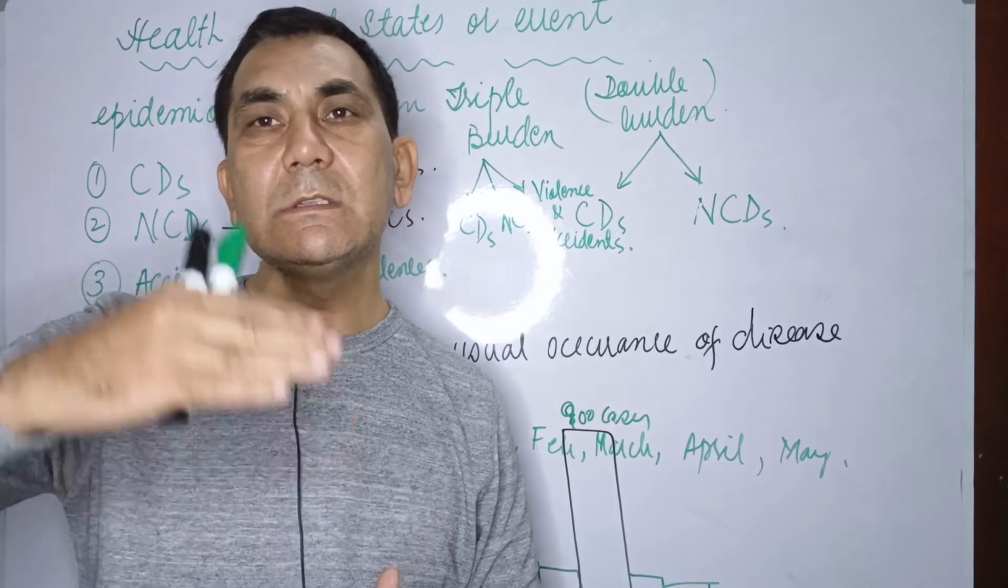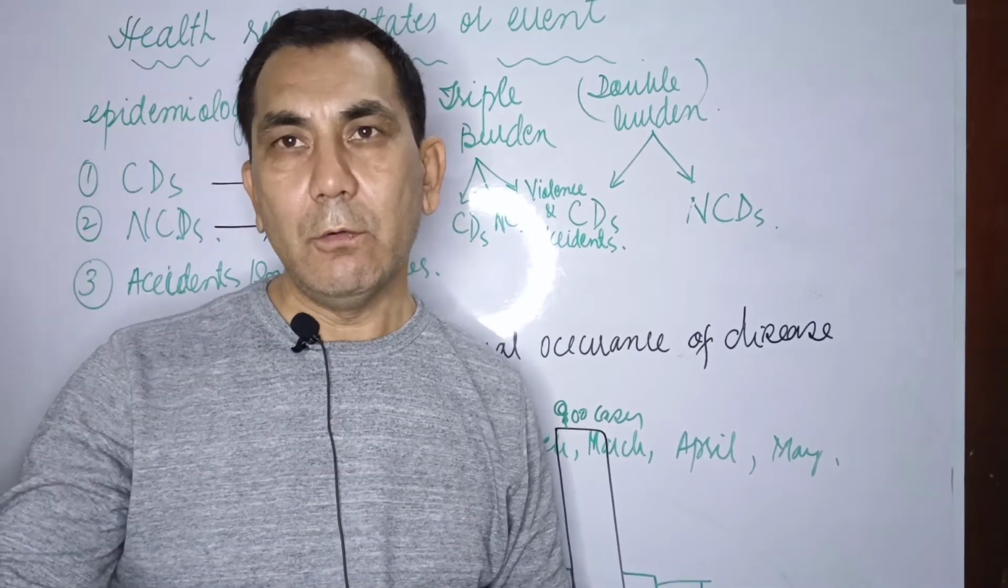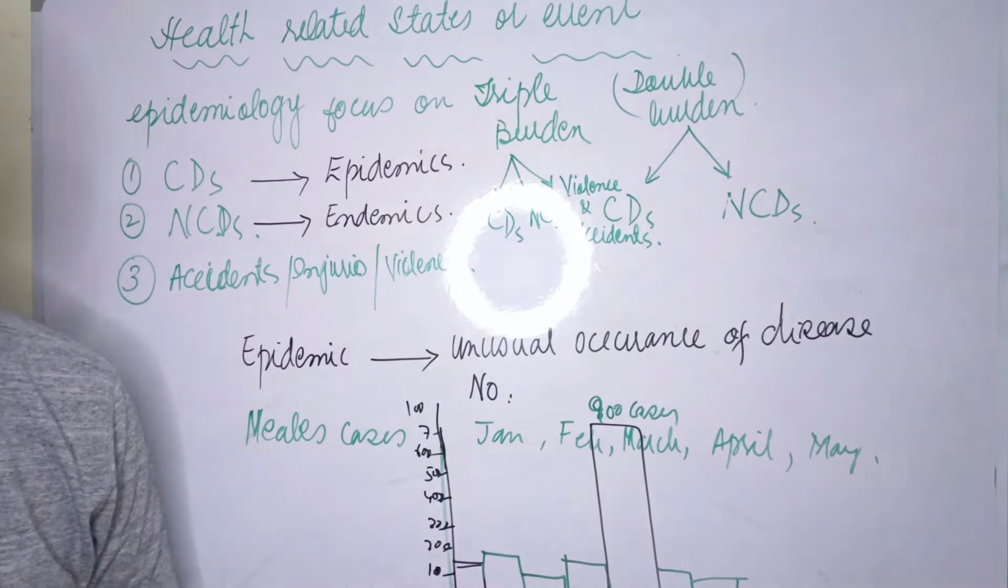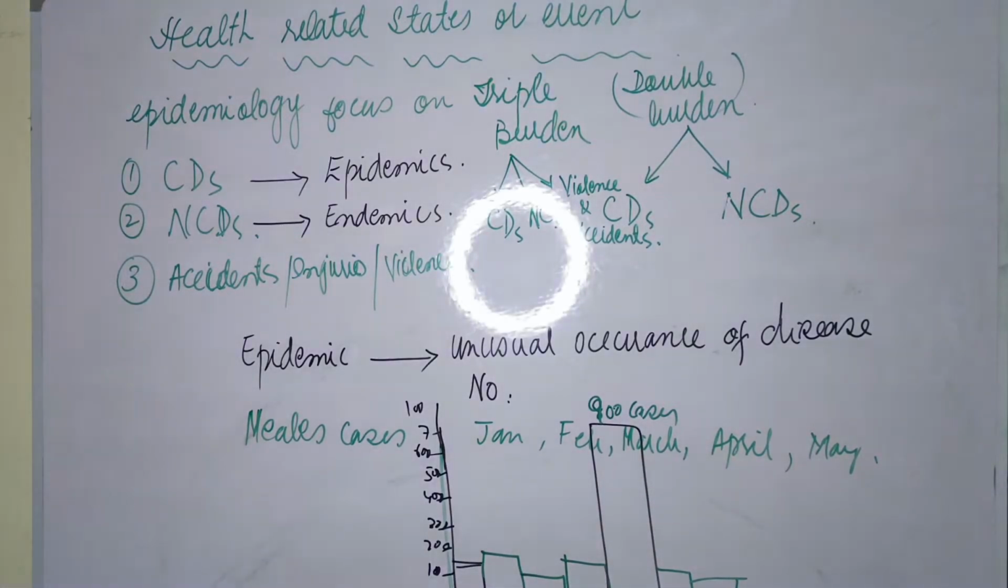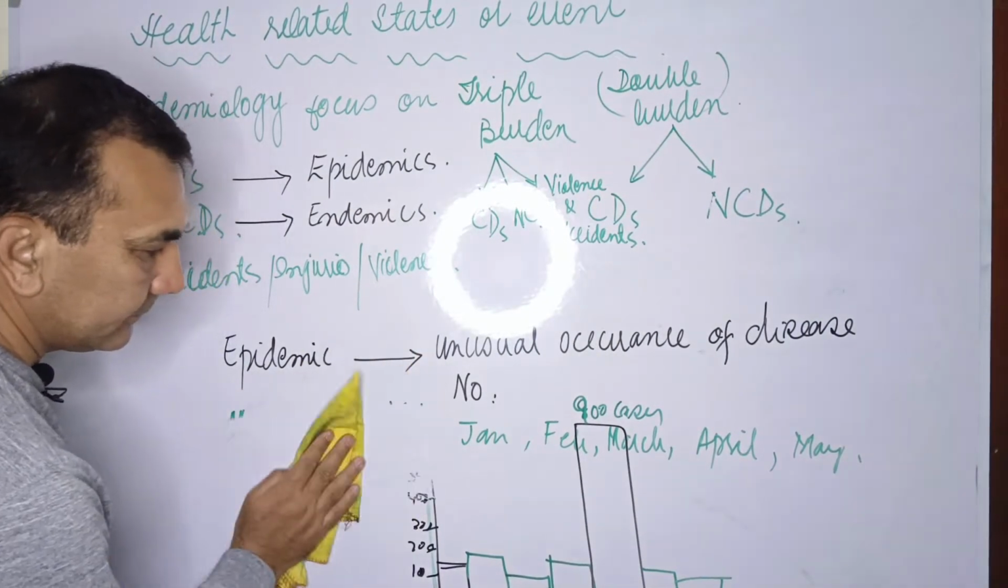That means unusual occurrence of the disease or increased number or frequency of the disease. Now the second one is called the endemic.